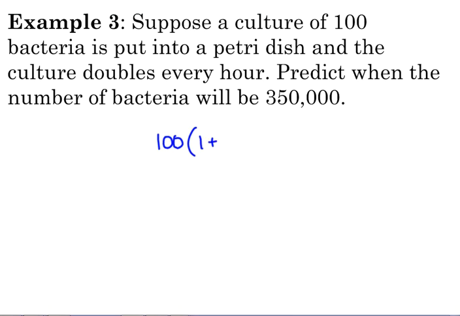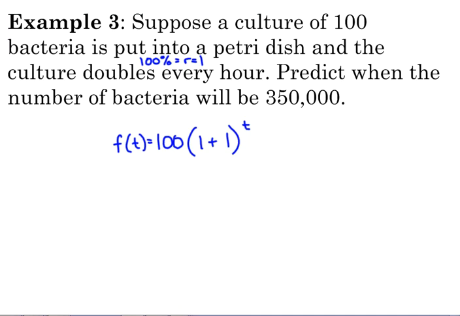So it's 1 plus, what's our rate? We're doubling every hour. Something doubles every hour, we're going to end up with a 2. But in terms of a rate, in terms of a percent, you have 100% more than you did before. So if we turn 100% into a decimal, that means R is going to be 1, to the T. This is just going back to our basic exponential growth. So this is our model.